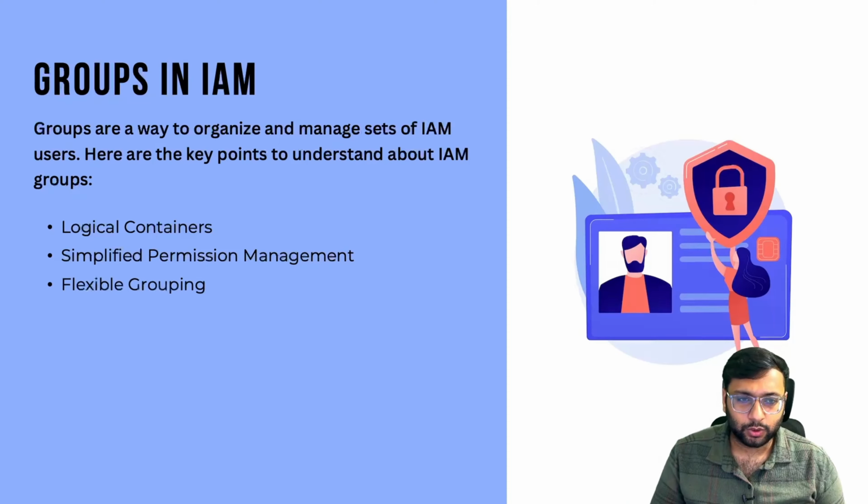Next, it is a flexible grouping. So let us say there are three groups: developer, production, and test. And you want to have two users in developer, two users in production, but one user who is part of all the three groups. That is also possible. It is completely flexible when it comes to groups.